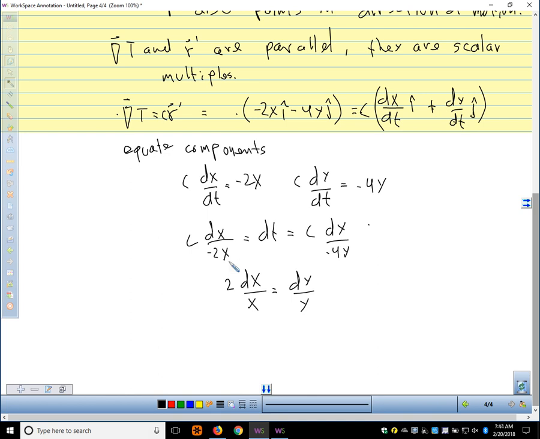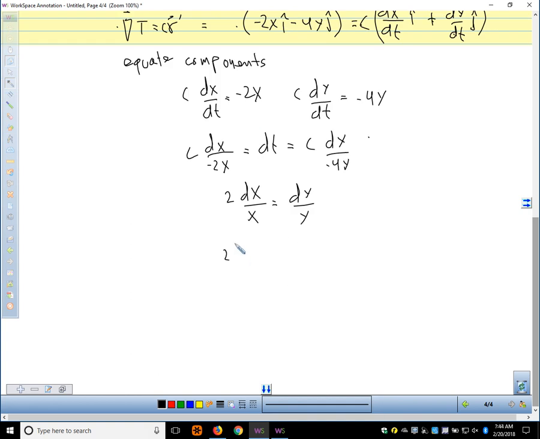Well, now what can I do? I can integrate. This is a separable differential equation. I have all the x's on one side, all the y's on the other side. And I get 2 natural log x equals natural log y plus my constant of integration.